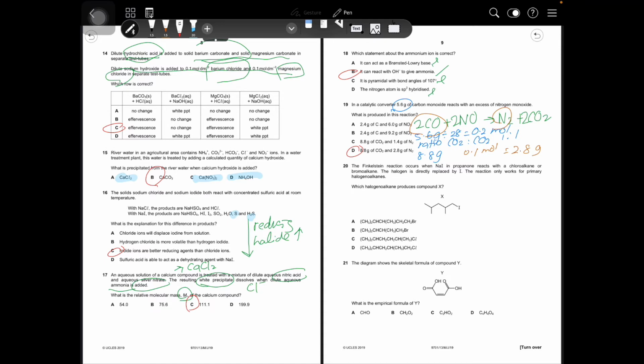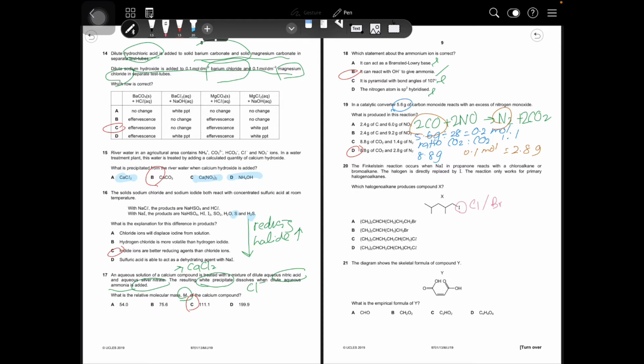The next one, the Finkelstein reaction occurs when sodium iodide in propanol reacts with a chloroalkane or a bromoalkane. The halogen is directly replaced by iodine. So in this case, this is a displacement reaction. So which halogenoalkane will produce compound X? What we need to do is find the structural formula that suits X, except the iodine could be chlorine or it could be bromine.